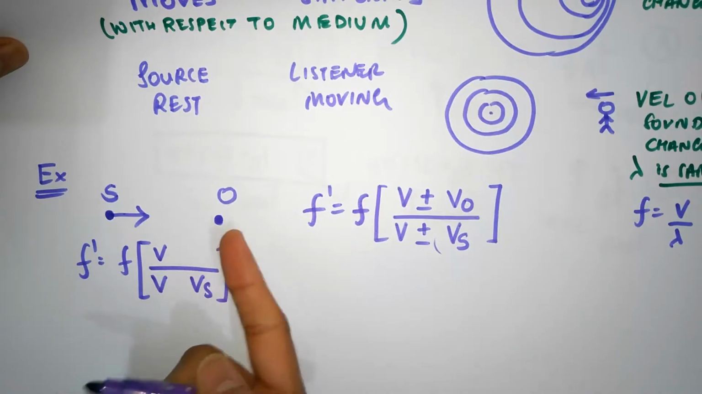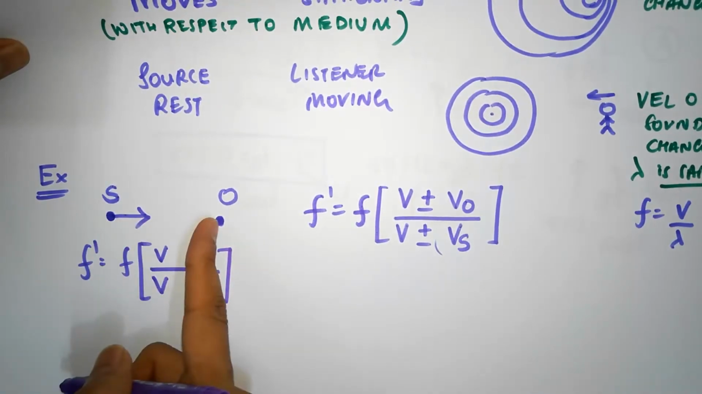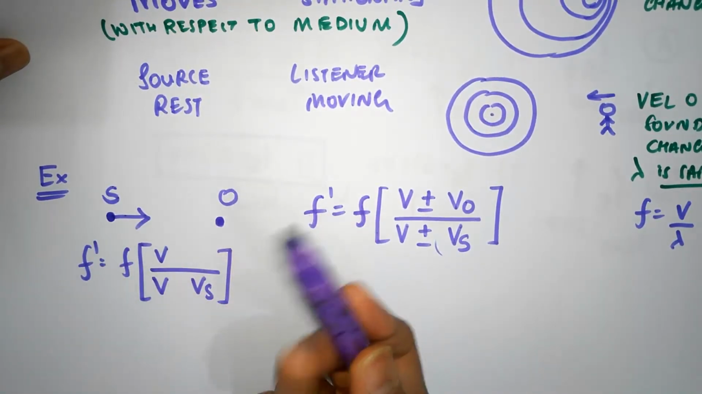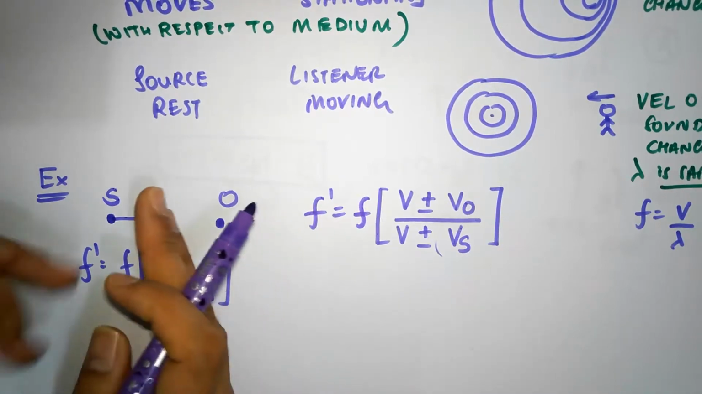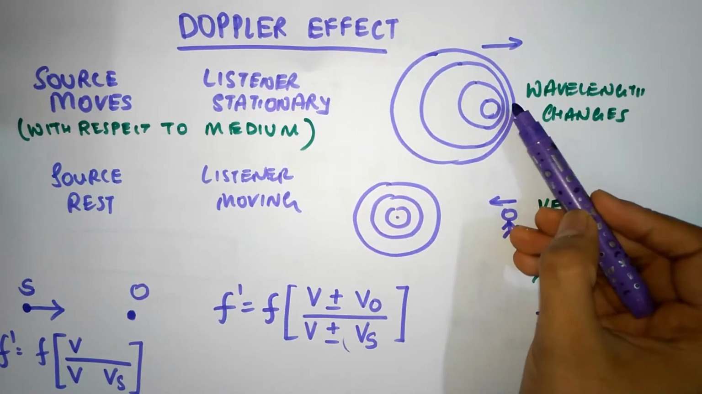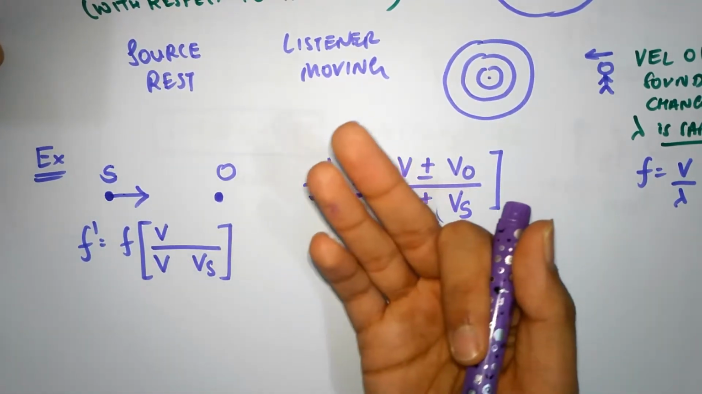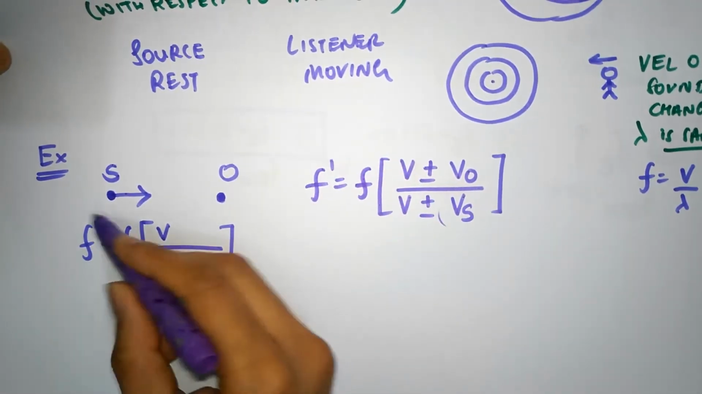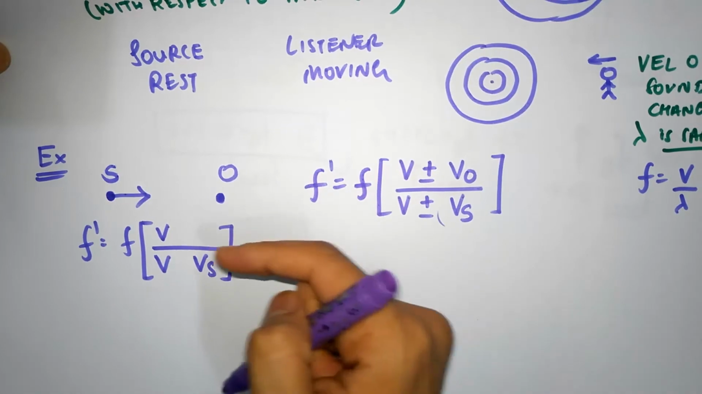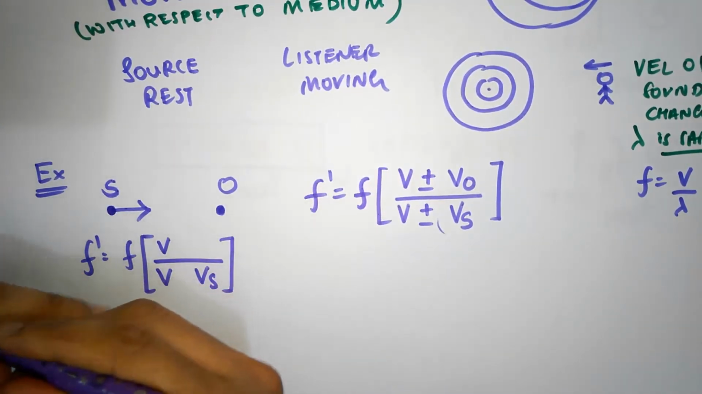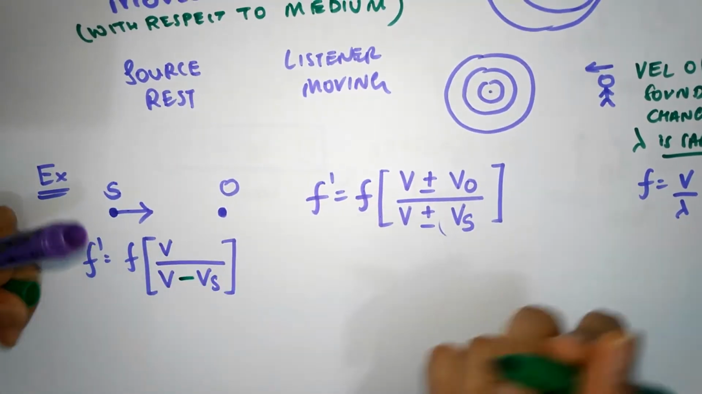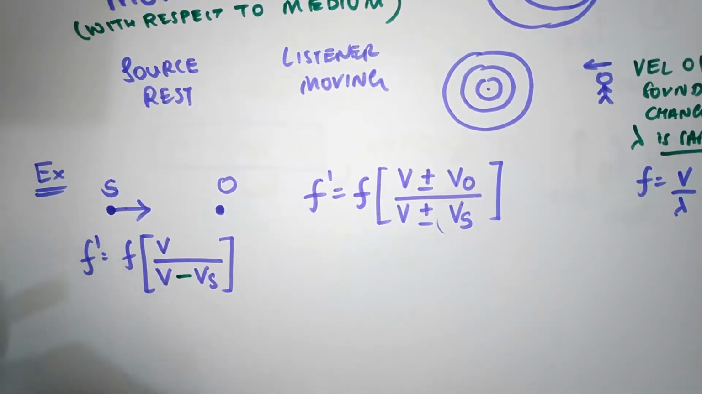Now we need to first ask ourselves, what's going to happen when the source moves towards the observer? Is the frequency going to increase or decrease? Well, the waves are going to shrink, as you have seen over here, right? When it's approaching you, the frequency increases. If the frequency has to increase, the denominator must decrease. And therefore, we put a minus sign. That's how I remember this.